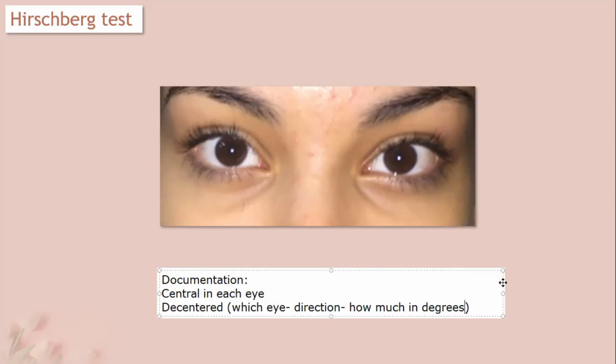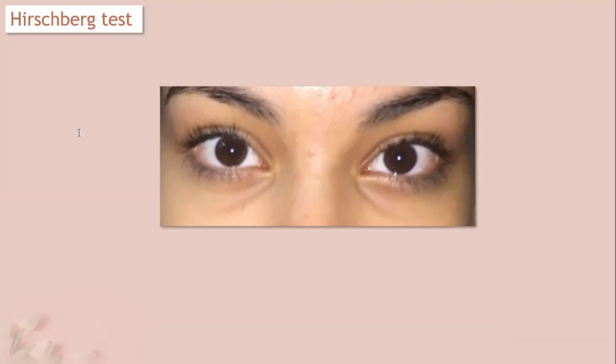So when you are documenting the Hirschberg test, we can say central or decentered. We don't say there is strabismus or there is no strabismus, because again, this is not a 100% accurate test for assessment of strabismus. You have to keep this in mind. This is an initial test that gives you some idea, but you have to do the following tests, like cover testing, later on. All right.